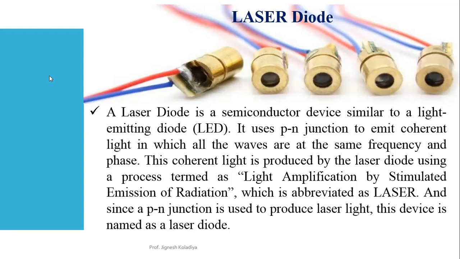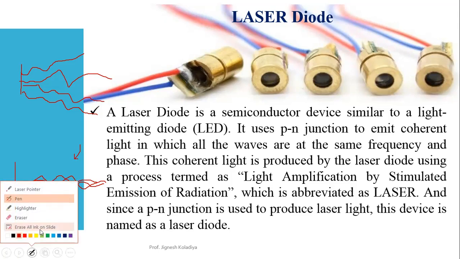So what it means? Normally, if you have different waves passing, they are not of the same frequency as well as not of the same phase, so the total light is going to be spread. But instead of this, if all the waves are passing very near to each other, the intensity of this light is going to be increased. That is the fundamental of the laser.